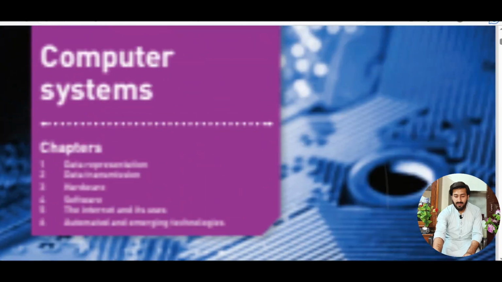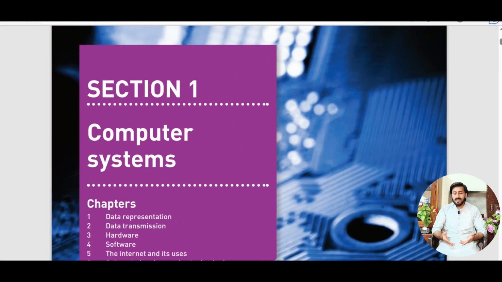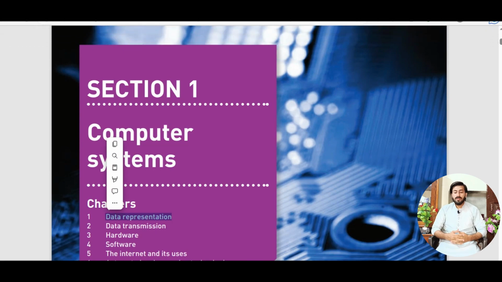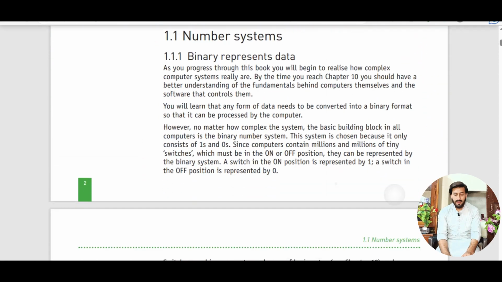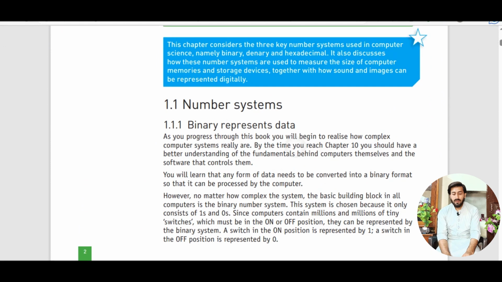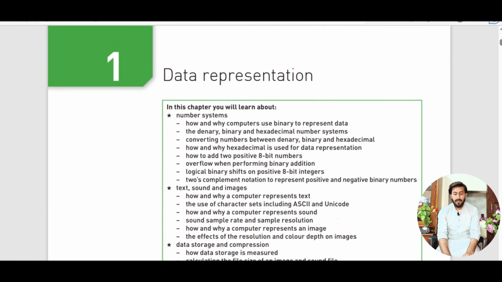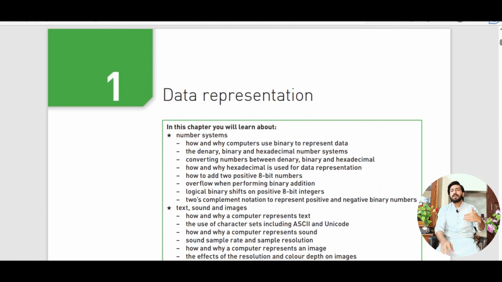The first topic is data representation, and the first section is computer systems, right? So, being a computer science IGCSE O level student, we have these components in the computer systems section, which comprises 6 different chapters. In these chapters we will go through a practical and theory approach. By practical approach, I mean that we will have to carry out some conversions, which we will see in our first topic. So let's get into the topic and see what we have.